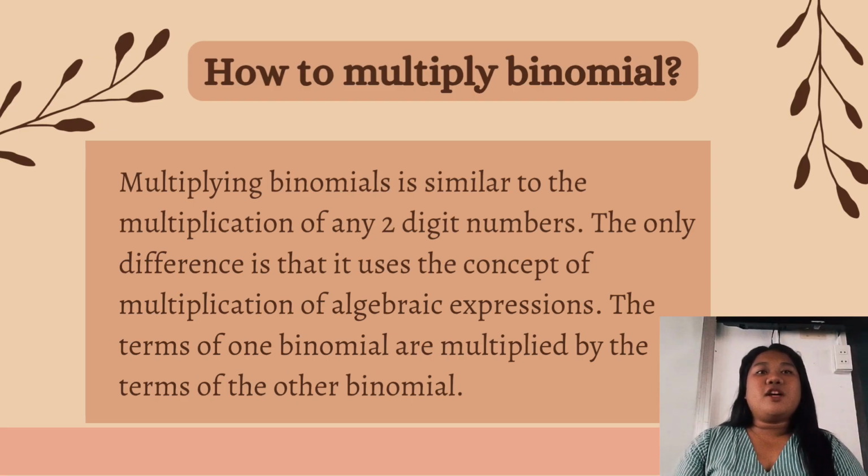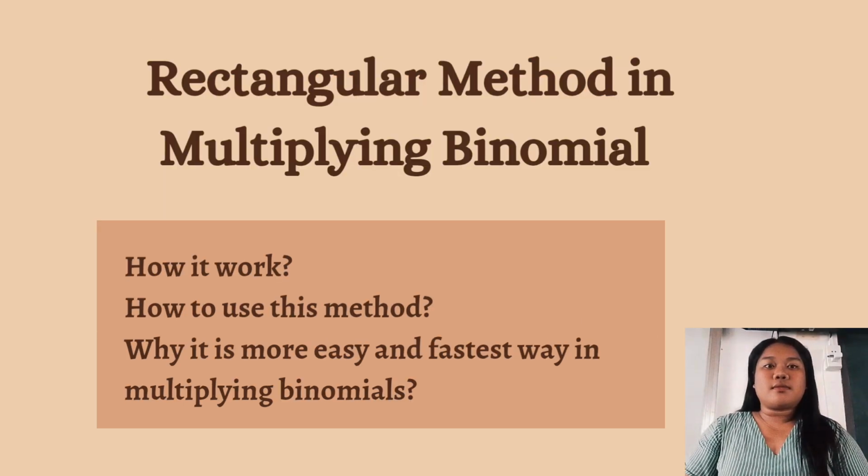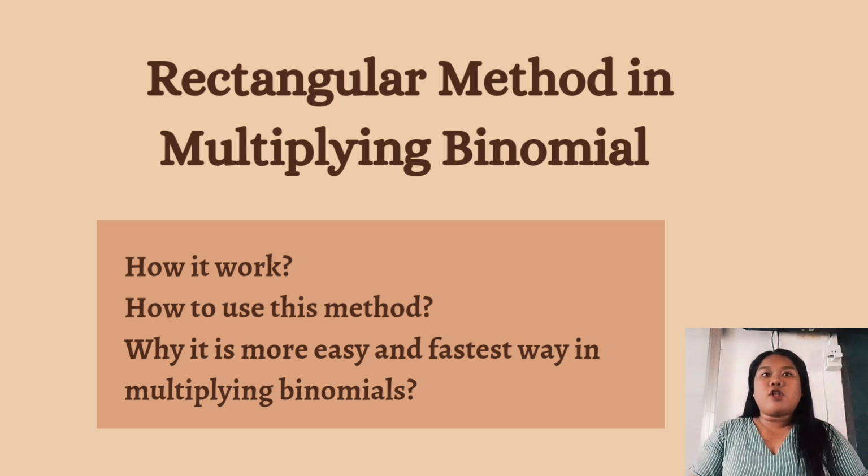Multiplying binomials is similar to the multiplication of any two-digit numbers. The only difference is that it uses the concept of multiplication of algebraic expressions, wherein the terms of one binomial are multiplied by the terms of the other binomial. So we have different ways of multiplying binomials. We have the first method, which is the FOIL method, the original method wherein you are going to multiply the first term, the outer term, the inner term, and the last term.